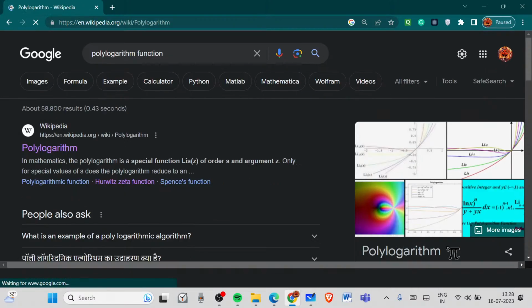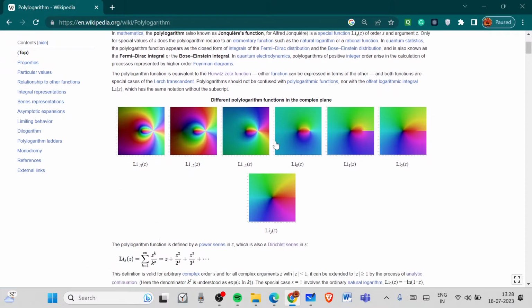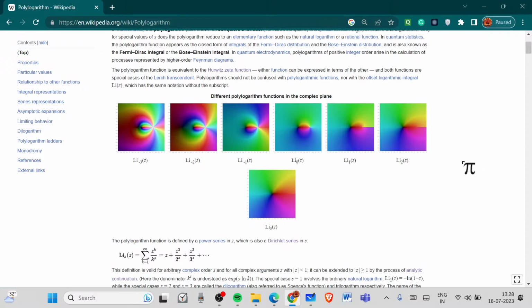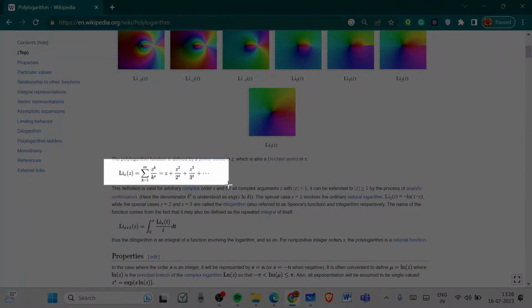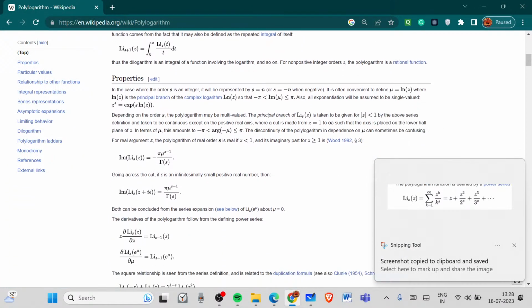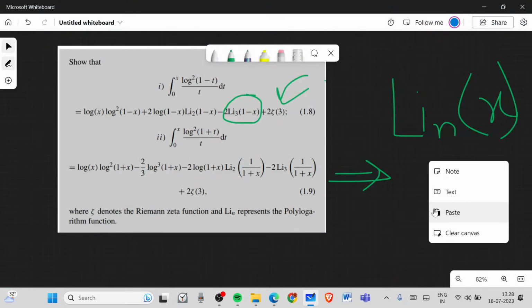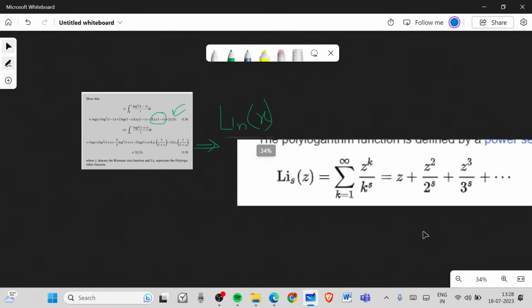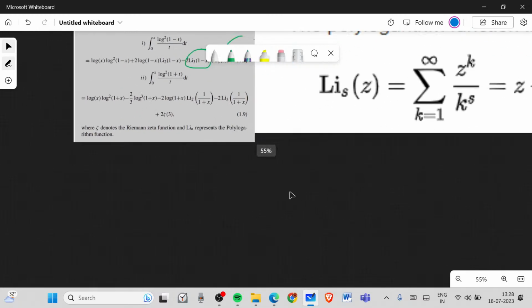Actually its graph is very cool, like not in general but of some polylogarithmic function. See, these rainbow kind of things. Actually I really don't understand what it is, it's of course a plot in the complex plane, but I don't know how these are made. Anyways, they look very cool, right? And this is its definition as a power series, and I don't know much more about it than the definition. So let's try if we are able to solve it with the basic definition. If not, then we'll see what we'll do.